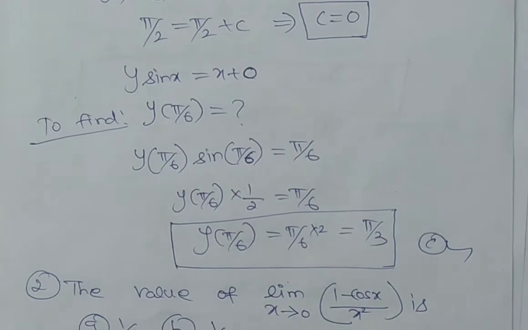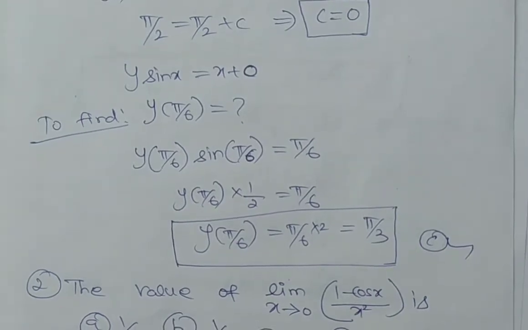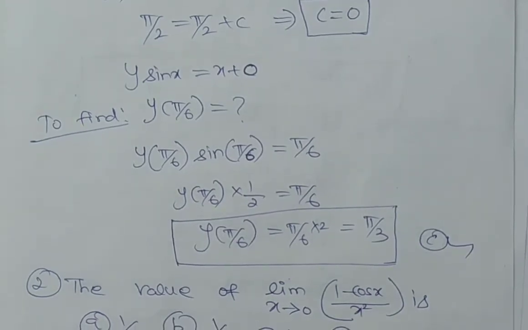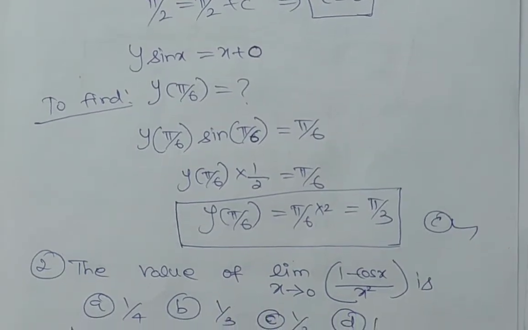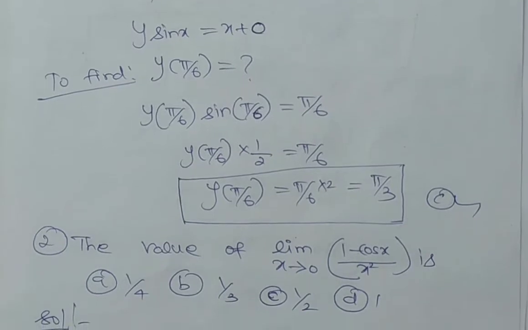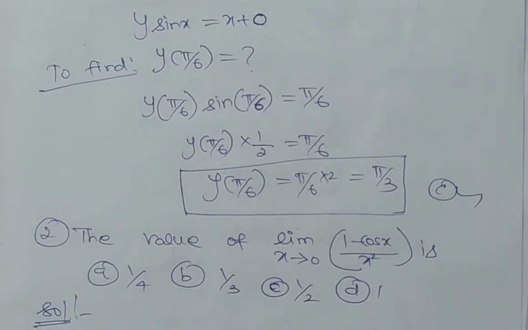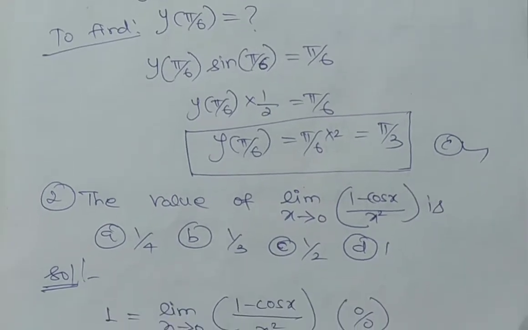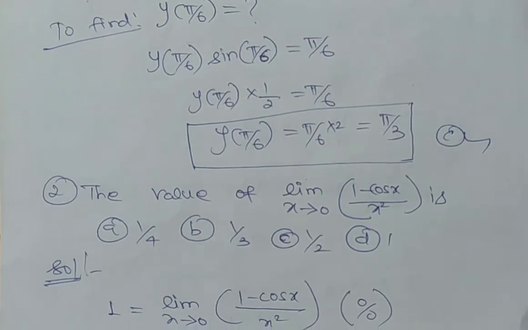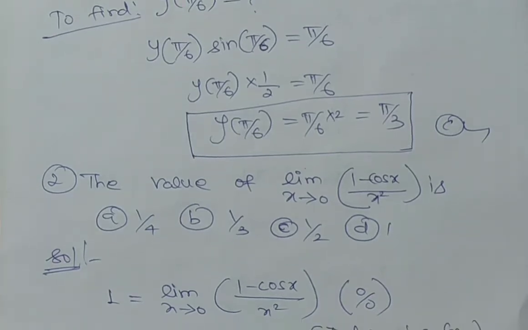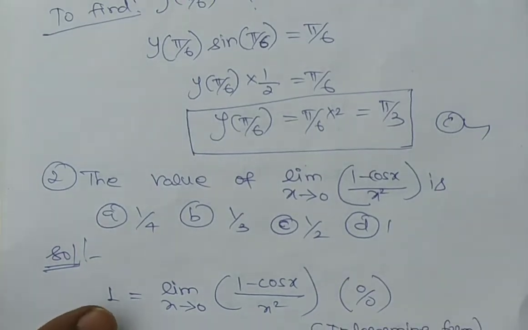The value of limit x tends to 0, (1 minus cos x) by x square is: option A 1 by 4, option B 1 by 3, option C 1 by 2, option D 1. Now we want to find the limit of the given function. L equal to limit x tends to 0, (1 minus cos x) by x square. Now apply the limit: 1 minus cos 0 by 0, cos 0 value is 1, 1 minus 1 is 0, so 0 by 0 indeterminate form.